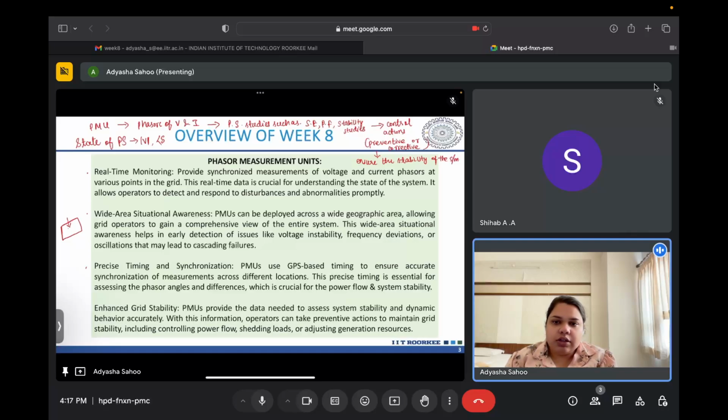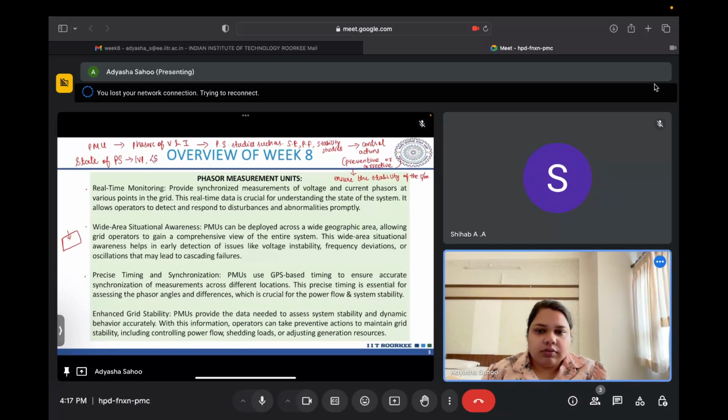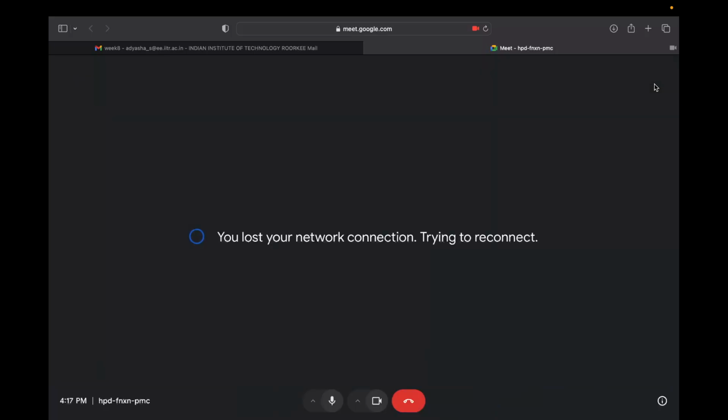So the key features are basically that the data the PMUs are providing us at different geographical locations are all time synchronized with the GPS, and hence we can use them for the power system studies.